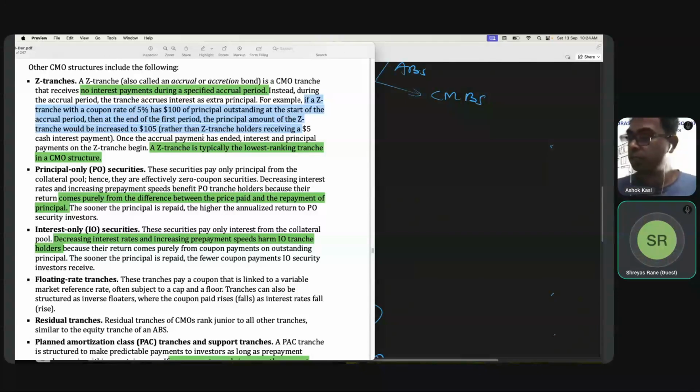And it is the lowest ranking. So these are one or two characteristics you have to remember: lowest ranked CMO. Then principal only securities. The return comes purely from the difference between the price paid and the repayment of principal. These securities pay only principal from the collateral pool. Hence, they are effectively zero coupon securities. Same way only, zero coupon securities. Just the structure is different.